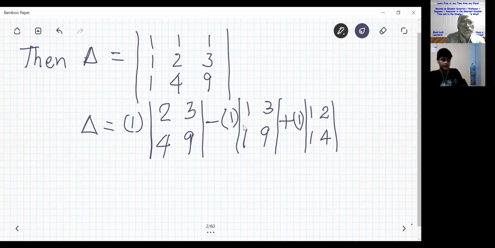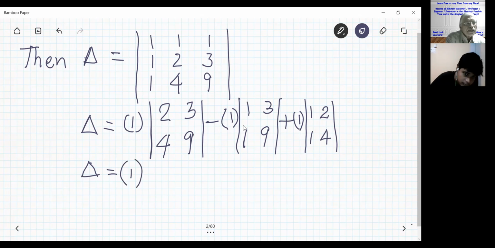So now we should calculate it separately. Now you calculate that delta is equal to, you write that 1, 2 here, into 9, 4 and into 3. Yeah, this answer you have to write there.